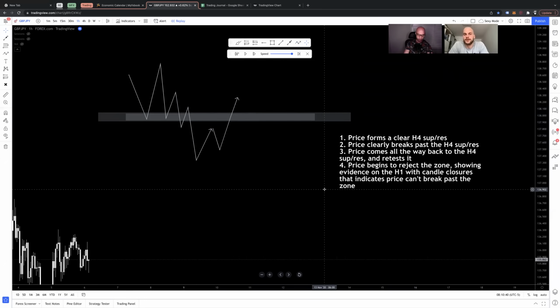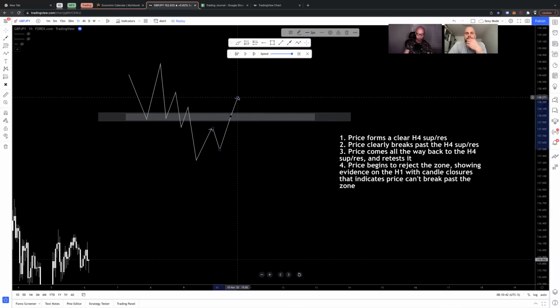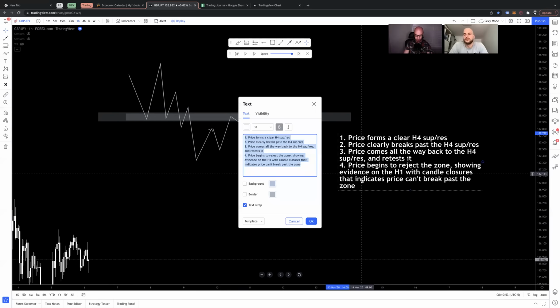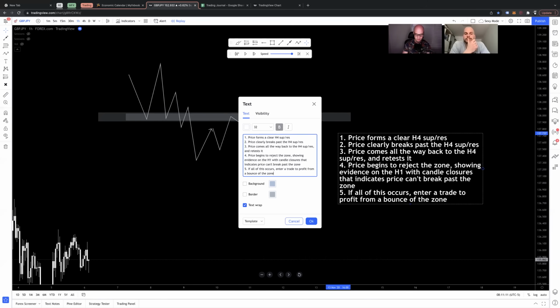Okay, cool. And you can avoid a lot of this by just making sure the zone's really clear on the 4 hour. You can also avoid it by waiting for a retest all the way into the zone. So, all right, we'll put the last rule in here. Is this 5? If all of this occurs, enter a trade to profit from a bounce of the zone.